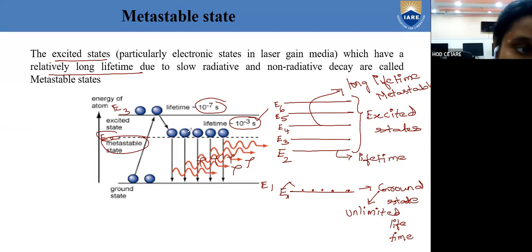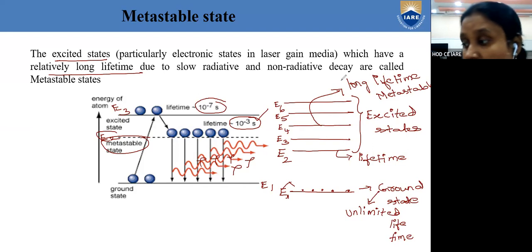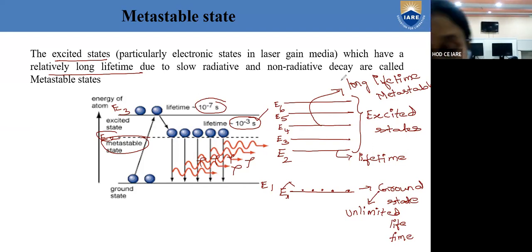So what is the definition? What you have to say is, metastable state is an excited state which has got a long lifetime. So that is what we have taken. Just 1 second, ma'am.